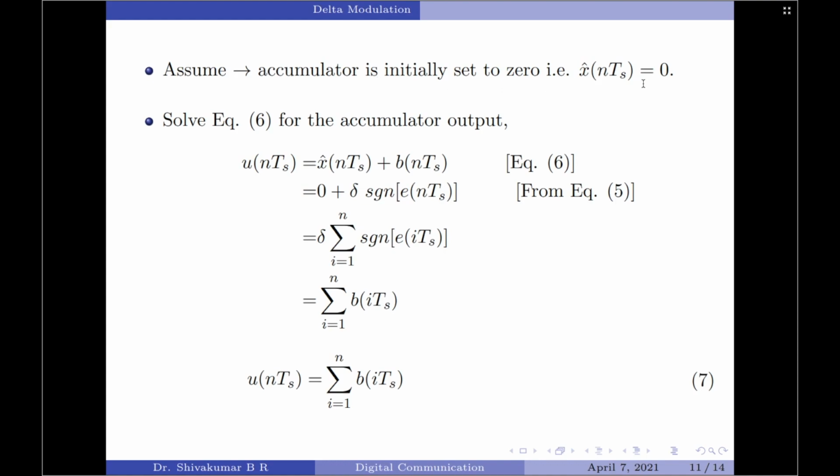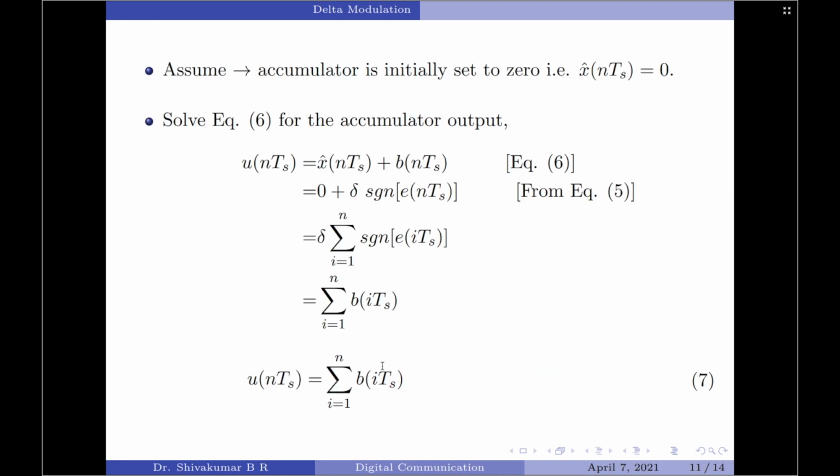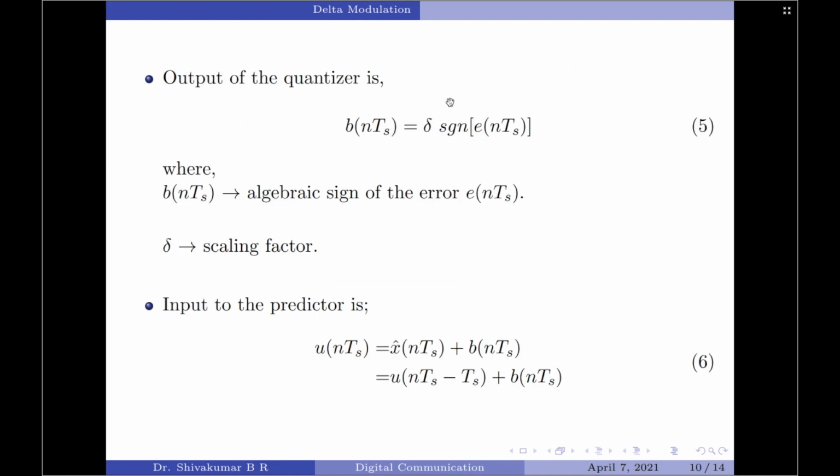That is, x cap of nTs is set to 0. We will substitute this into equation 6, which is rewritten here. u of nTs, which is the accumulator input, is equal to x cap of nTs, which is the accumulator output, plus b of nTs, which is the quantizer output. Now since x cap of nTs is 0, we will replace it with a 0, and b of nTs is taken from equation 5, which is delta times sign of e of nTs.